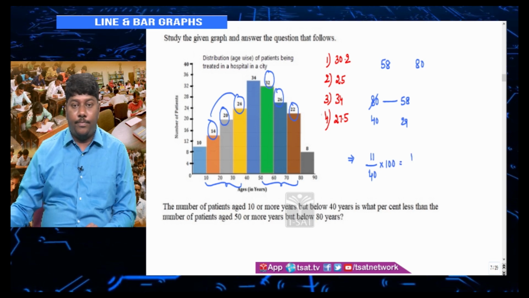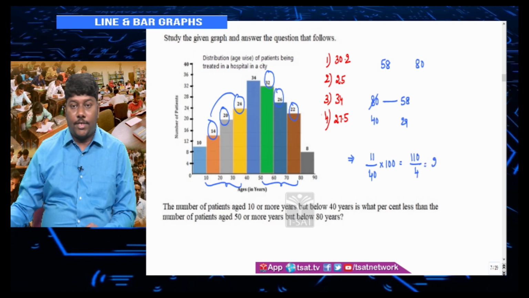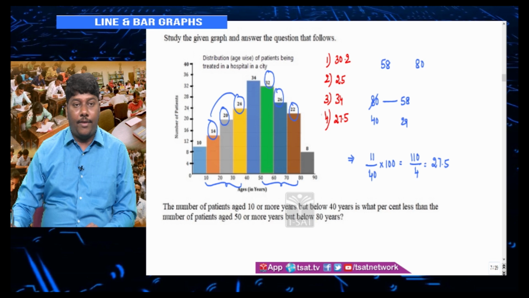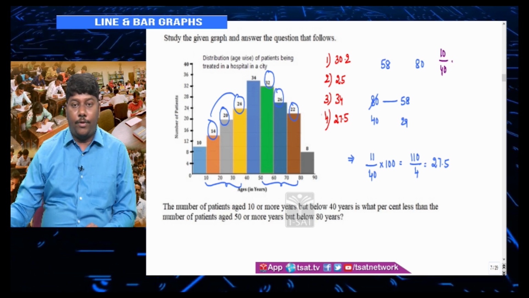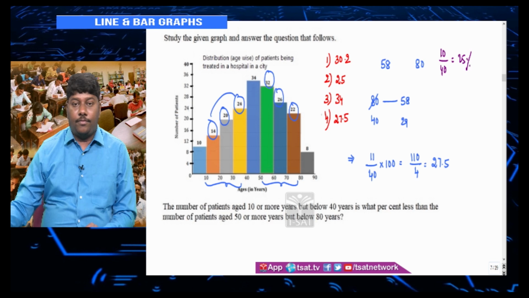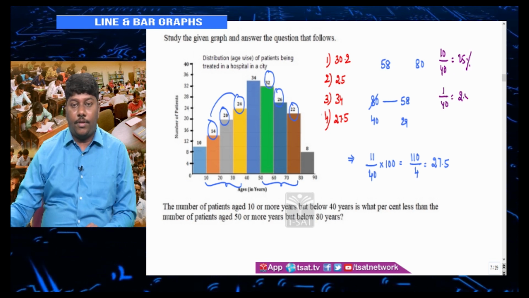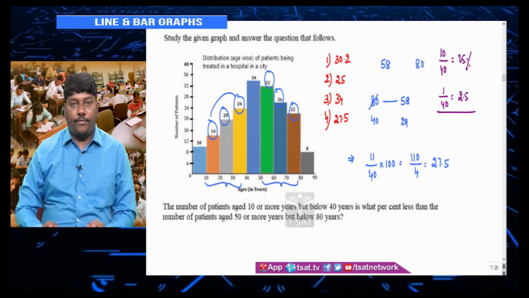Cancel the zeros: 110 by 4 is actually 27.5. Or else, if you know what 10 by 40 is, we all know 10 by 40 is 1 by 4, which is 25%. We know 1 by 40 is 2.5. Add them, you will get 11 by 40, which is 27.5.